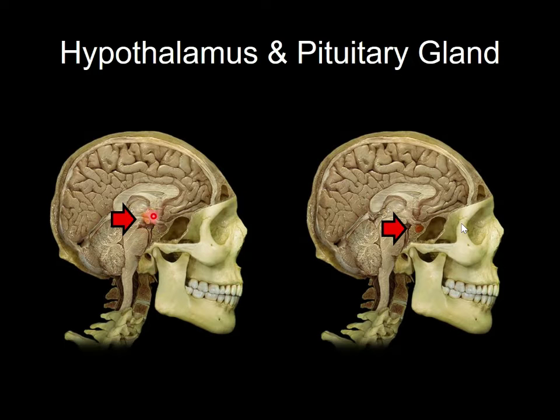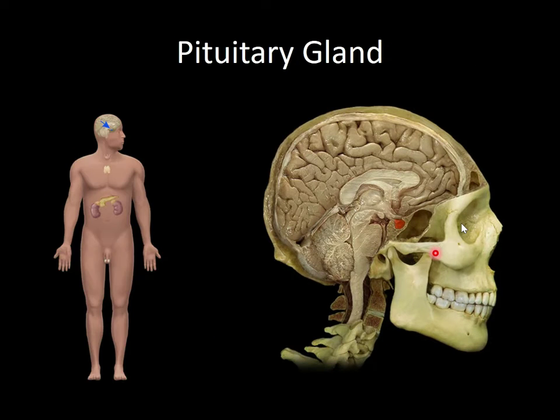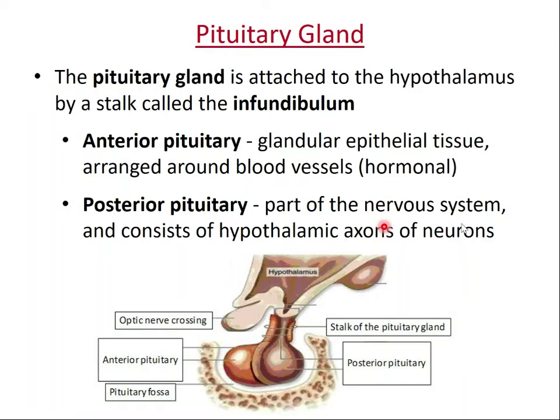Hypothalamus is located right here, almost anterior to the midbrain, and below this structure, the corpus callosum and the cerebrum, and almost slightly inferior and posterior, we have the pituitary gland located right there. So again, the pituitary gland shown right here. We discussed how the pituitary gland and the hypothalamus and some other organs are also part of the diencephalon in the brain. Pituitary gland is attached to the hypothalamus by a stalk called infundibulum.